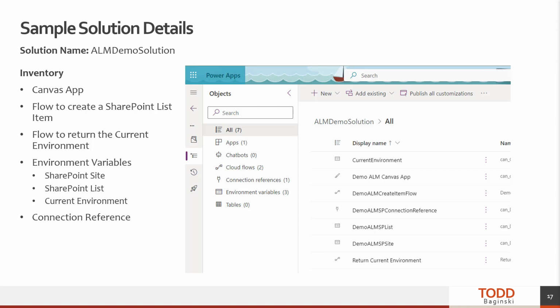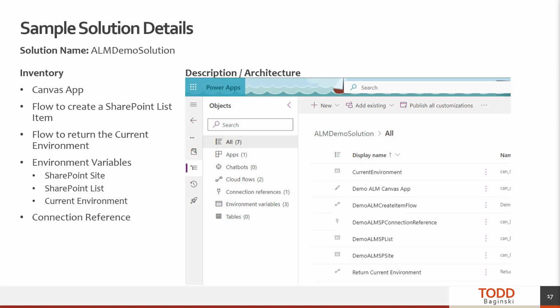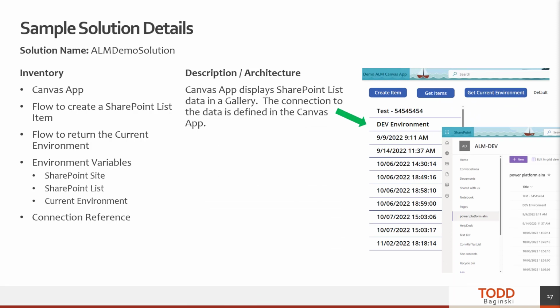So let's dive a little bit deeper here and take a look at the architecture under the hood. The first thing I'd like to draw your attention to on the right here is two screenshots. The screenshot in the bottom right, as you can see, is a SharePoint site. I created a list inside of it called Power Platform ALM. My SharePoint site is named ALM-dev, and these are list items inside of that SharePoint list. I will be using this same list named Power Platform ALM throughout this entire video series, and this exact same Power App you see here that comes in the solution.